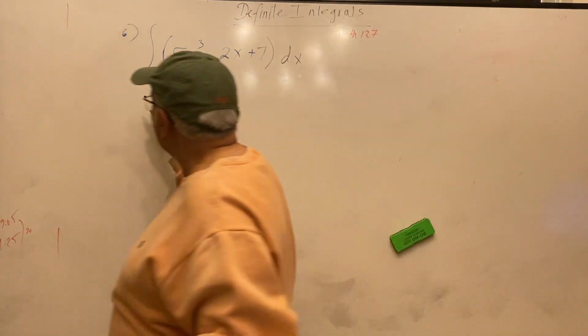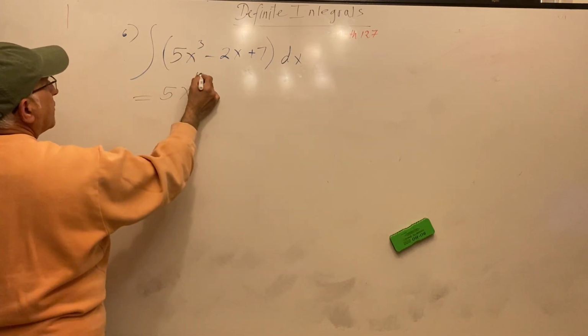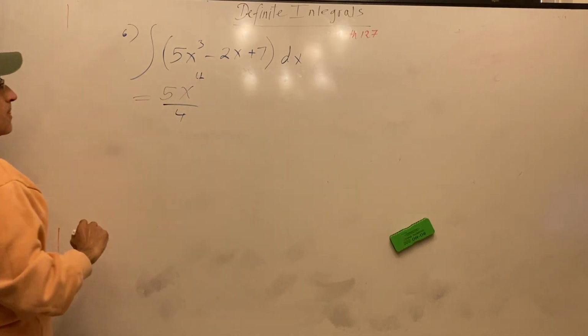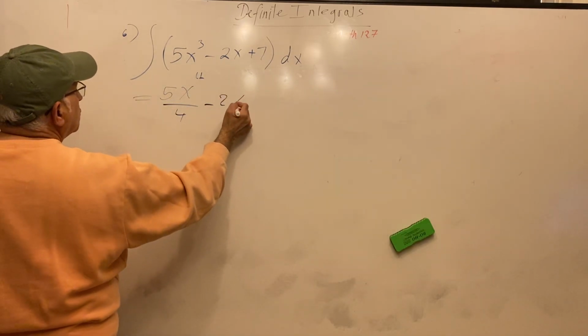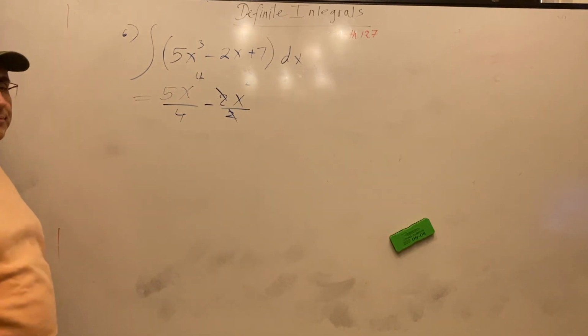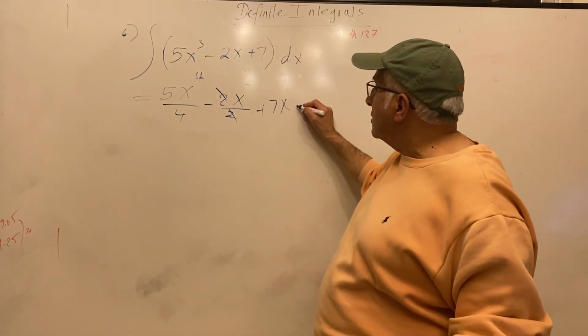What is the integration? We put equal. 5x cubed, plus 1 is 4, over 4, minus 2x power 2 over 2. Maybe you should remember that. Plus 7, it's going to go up, 7x. And don't forget, the c.